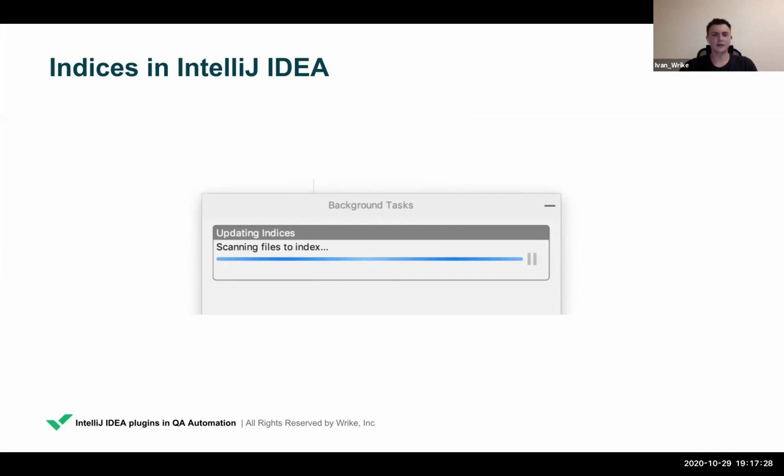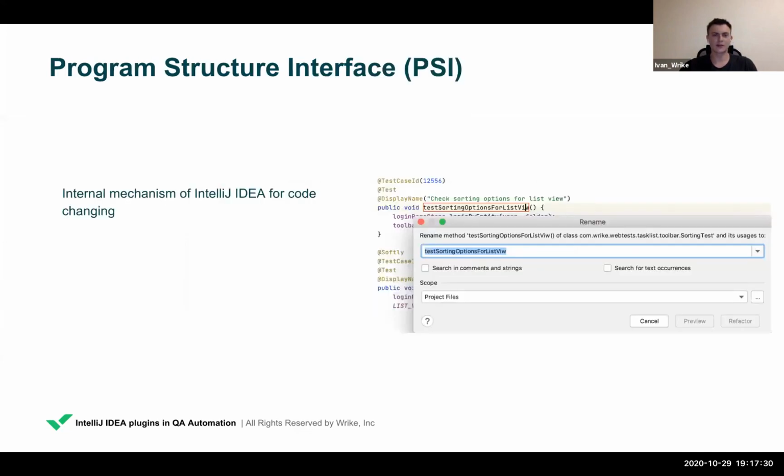There is another piece of good news: IntelliJ IDEA plugins allow us to use PSI. PSI is the Program Structure Interface. This is an internal mechanism of IntelliJ IDEA for code changing and refactoring. For example, when you rename your method, IntelliJ uses this interface.